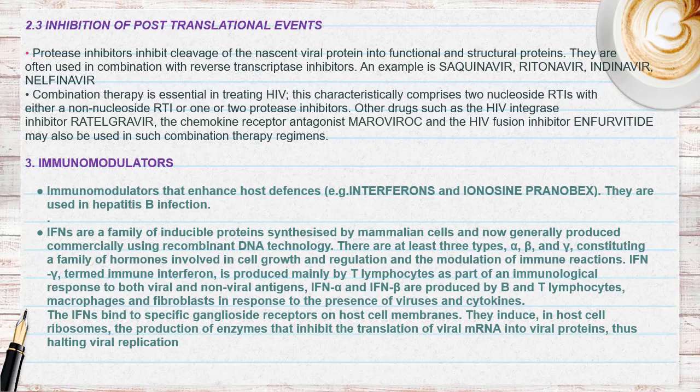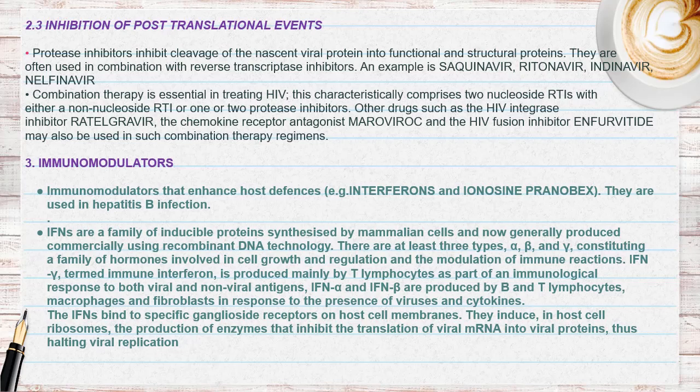They can also act at the receptor level. The chemokine receptor antagonist is maraviroc, and there is also the HIV fusion inhibitor, through which the virus is not able to enter the cell, enfuvirtide. So these combinations of drugs with the other classes are also preferred in the treatment of HIV.